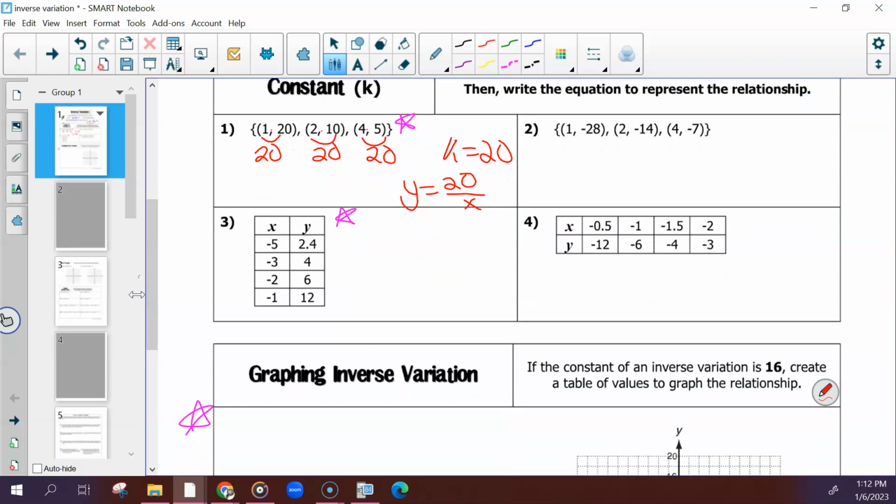Let's do one in a table. So number 3. Someone multiply negative 5 and 2.4. Tell me what you get. Negative 12. Okay. And then this is also negative 12 and negative 12 and negative 12. So our k value would be negative 12. So our equation would be y equals negative 12 over x. Questions?